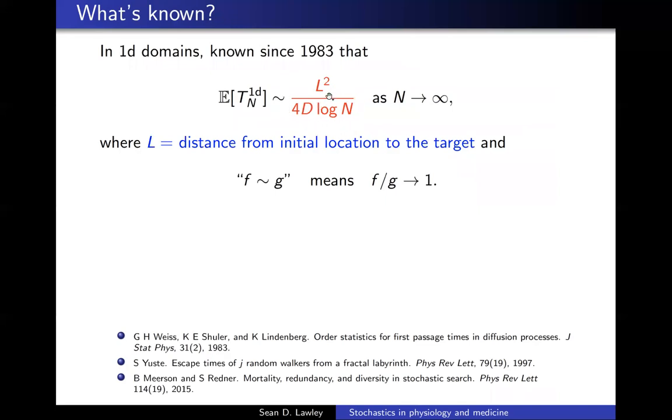So let me talk about it. L squared over D, right? That's the usual typical diffusion timescale. And then you have this decay coming from 1 over log n. And what's L? L is the distance from the initial location to the target. And I should say this twiddle has the precise meaning that the ratio goes to 1. So f twiddle g means the ratio goes to 1. Okay, so that's 1D domains.